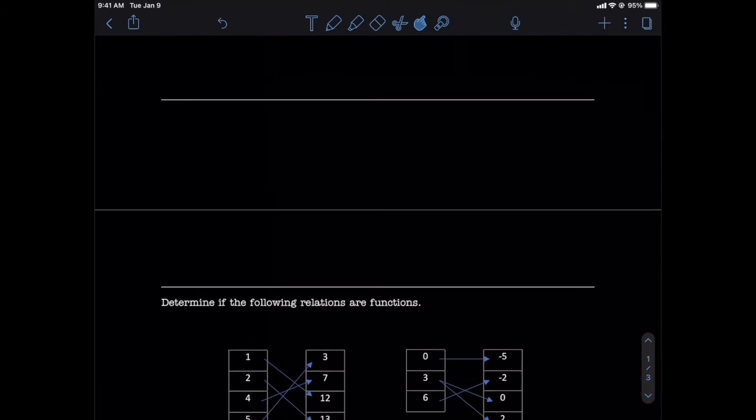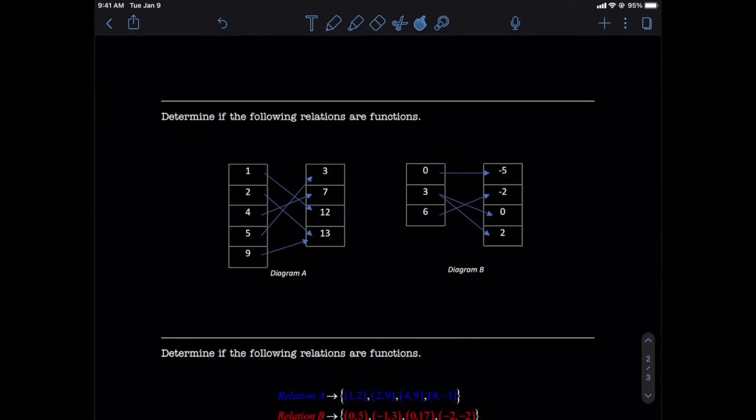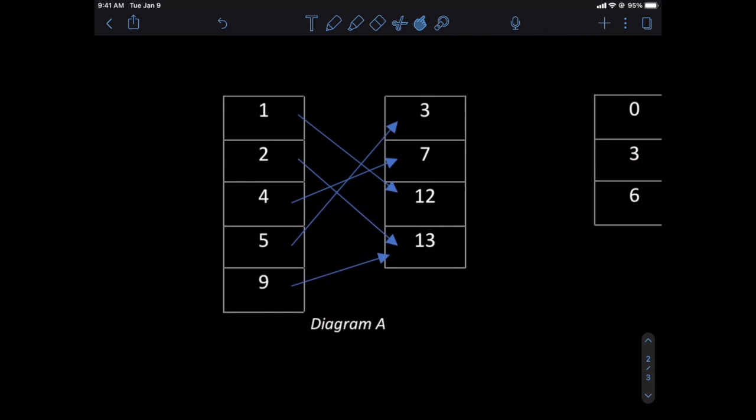Our next type of relations are mapping diagrams, and for these, we're looking to make sure that every input only has one arrow coming from it. In our first example here, we see that the number 1 maps onto 12, 2 maps to 13, 4 goes to 7, 5 goes to 3, and 9 goes to 13. Since there's only one arrow coming from each of these, this mapping diagram does indeed represent a function.